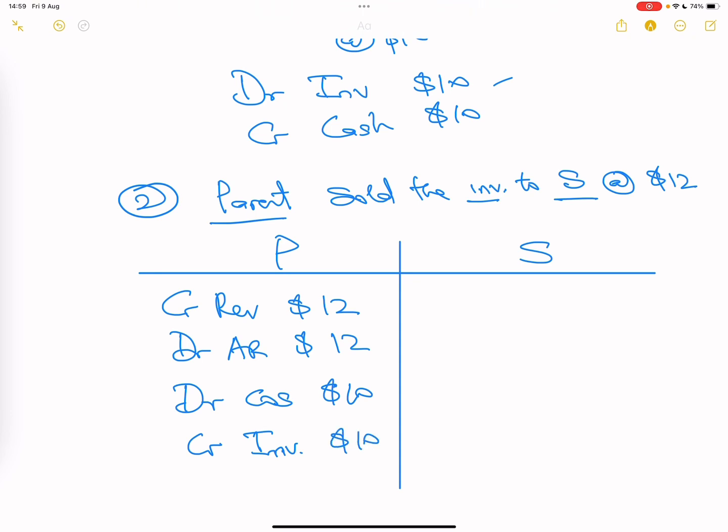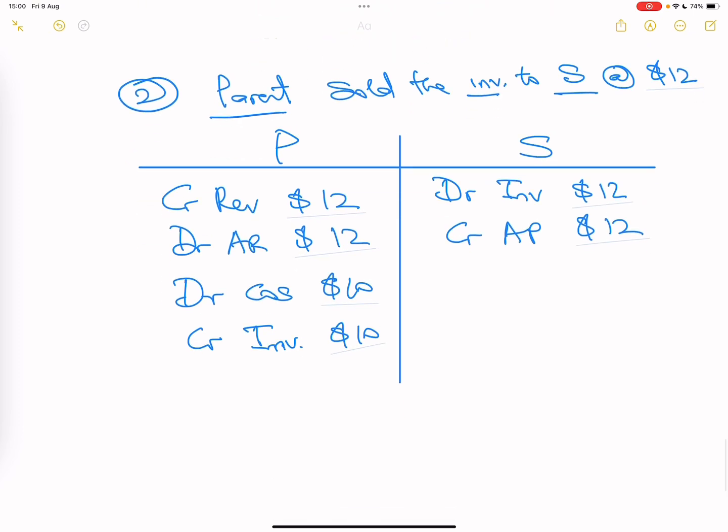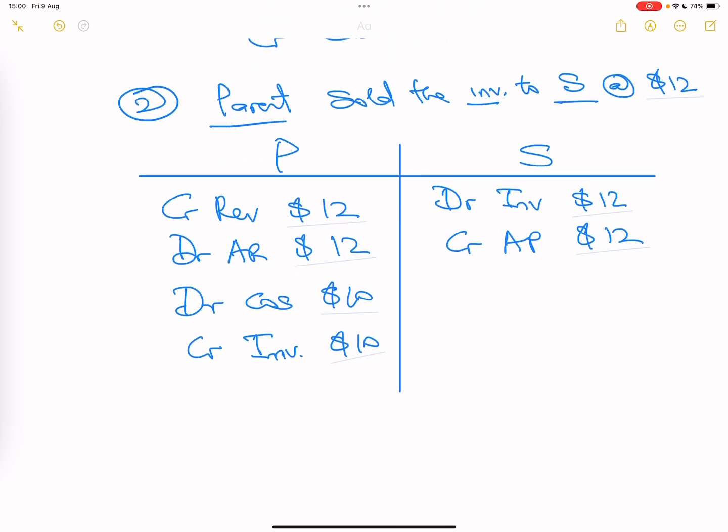$10. That's the parent. And the subsidiary will say, I've bought inventory at $12, so I'll debit my inventory $12 and credit account payable $12. So this is what they have both done. So what you are saying here is you guys are jokers because you are trading amongst yourself.